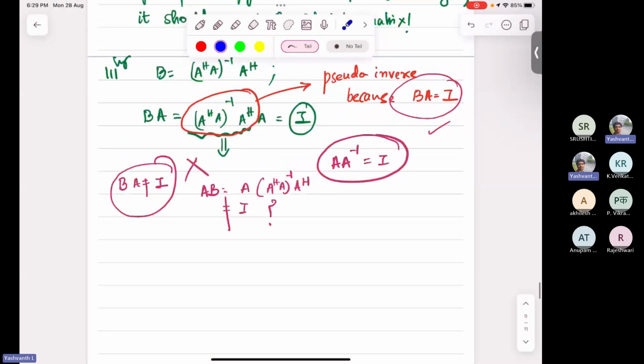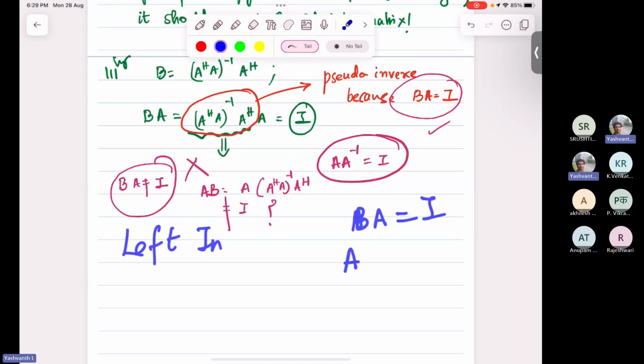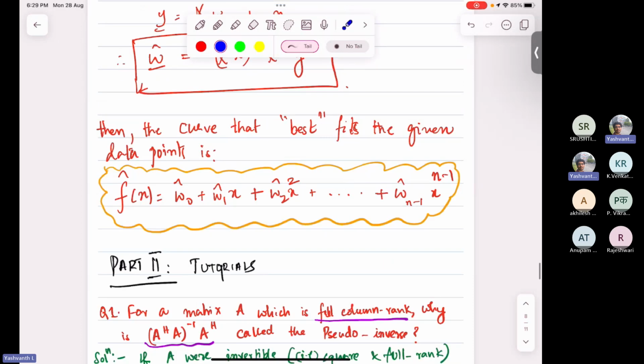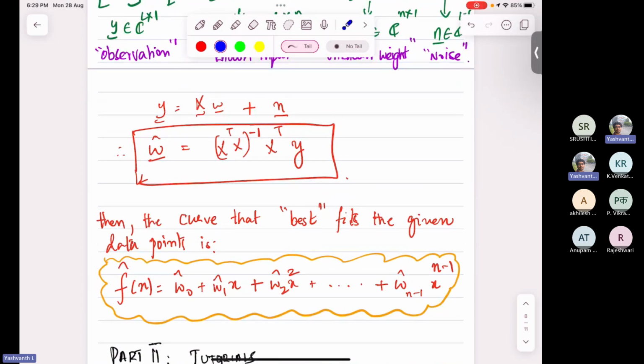But what I'm trying to say is this is only a pseudo inverse. In fact, to be more precise, this is also called the left inverse. Because only if I multiply the matrix A from the left side with some B, I get identity. I don't get identity from the right multiplication of A. In fact, the pseudo inverse that we are referring to in the least square is, to be more rigorous, called the left inverse of the matrix A.